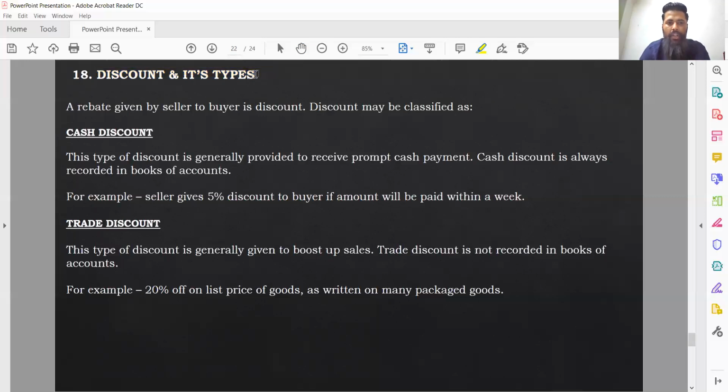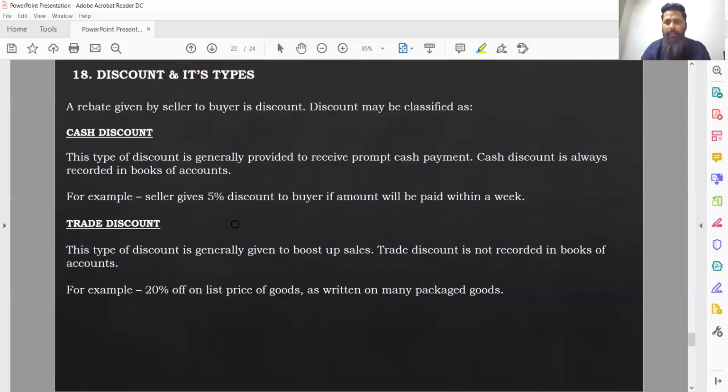So any sort of money which is claimed in the form of bargaining or which is given by the seller himself is discount. Discount is categorized into two categories. It could be cash discount or it could be trade discount.